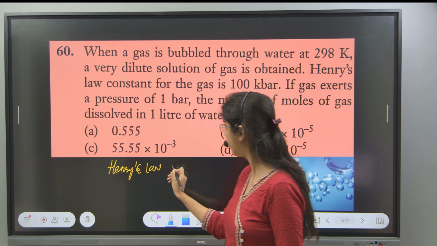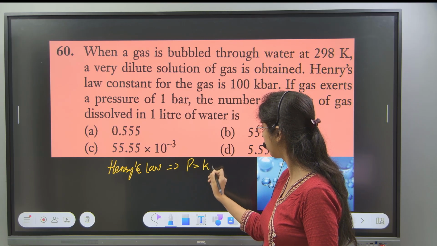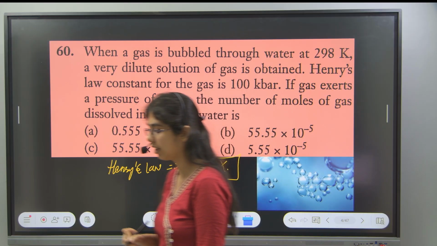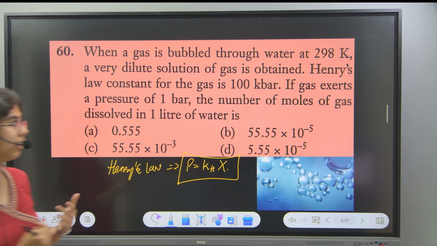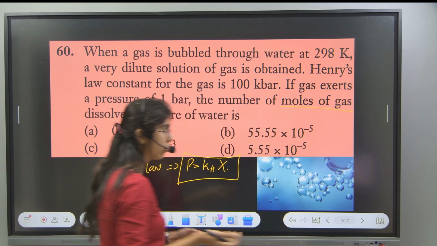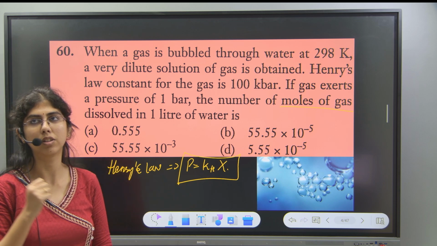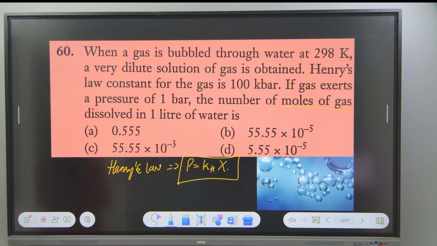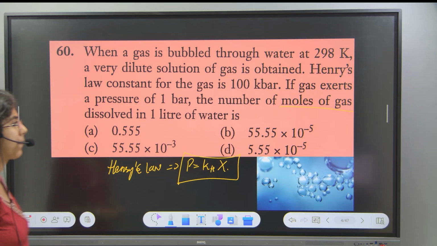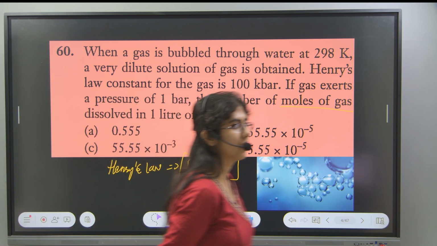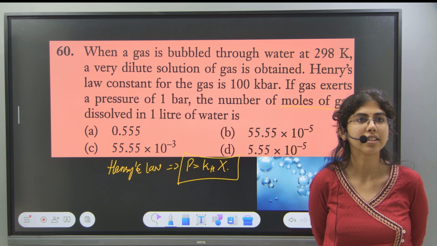And what is Henry's law equation? So good. You have to use this equation. You have to find out the number of moles of gas which is dissolved in 1 liter of water. Use Henry's law and answer this question very quickly. Simple math, very simple math involved.